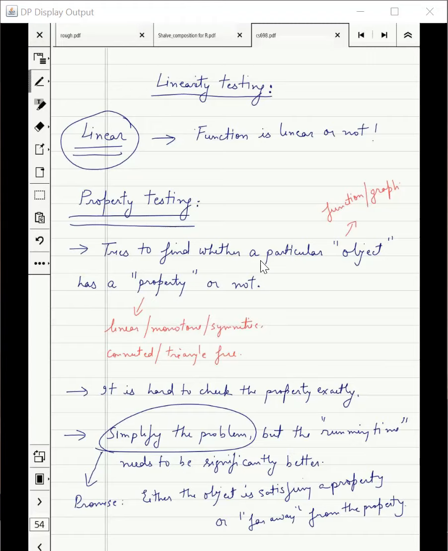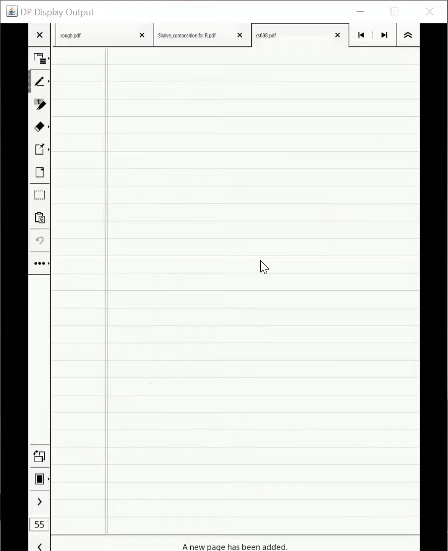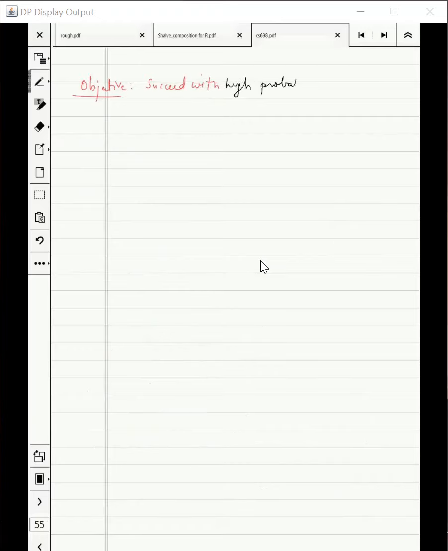And then, by querying, by looking at the object at very, very small places, with high probability you want to succeed. What is the new objective or the stronger objective? Succeed with high probability by looking at a very small portion of the object.